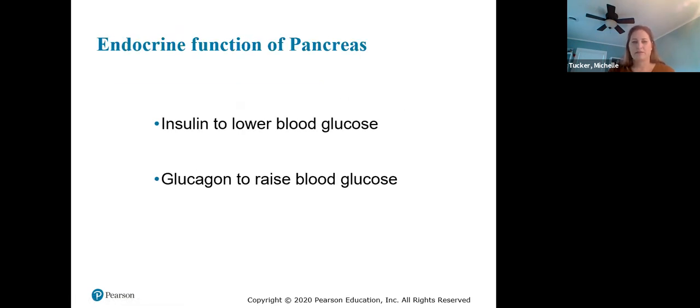The pancreas also has endocrine functions. It secretes insulin and glucagon. Those will not be on your test. Those are endocrine functions.